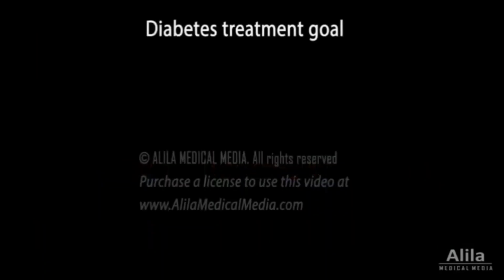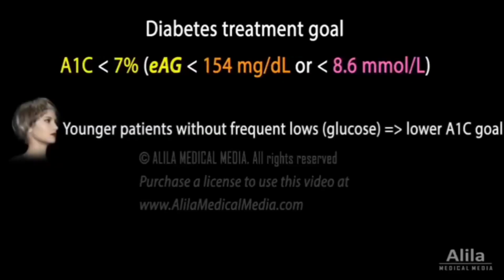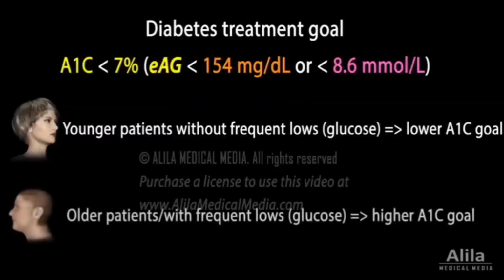For most diabetics, the goal is to bring A1C level down to 7% or less. However, patients' age and other health conditions must be taken into account when setting goals. In general, younger patients who don't often experience severe low glucose, known as hypoglycemia, need lower goals to avoid diabetes complications in the many years ahead. Older patients or those having frequent low glucose episodes may have a higher goal.